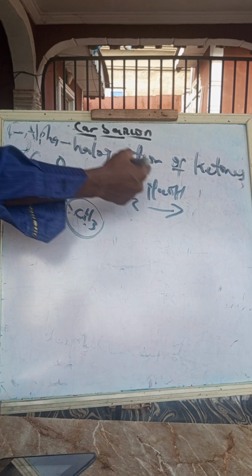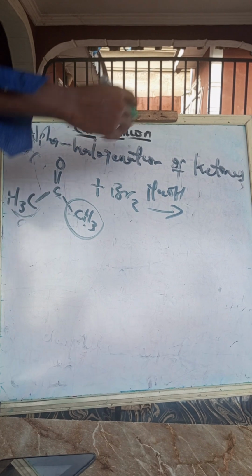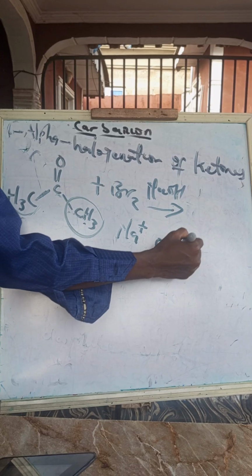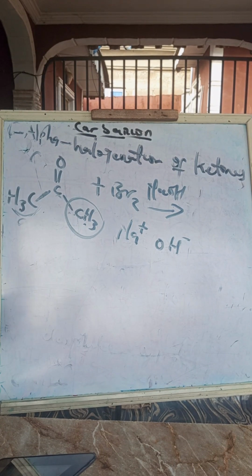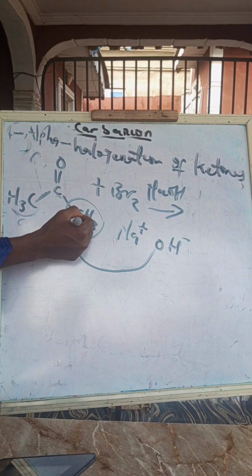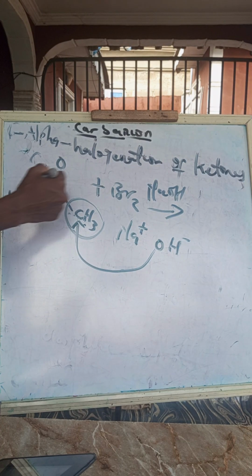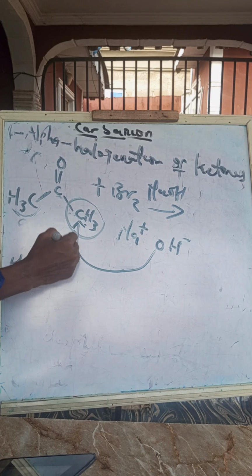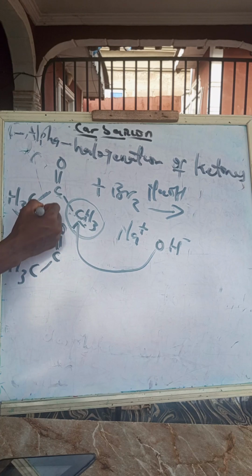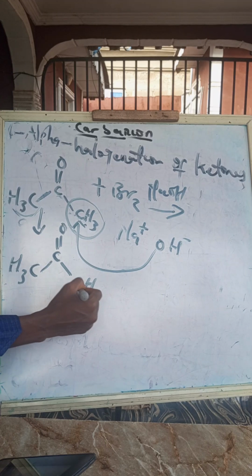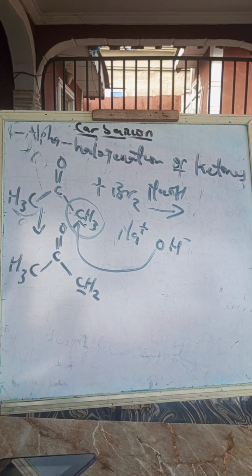So now the next thing is we need to cleave our base. We have Na+ and OH-. When we cleave our base, this would attack our alpha hydrogen, and we are left with H3C-CO-CH2-. And this is said to be very active at this moment. You can see it's very active.